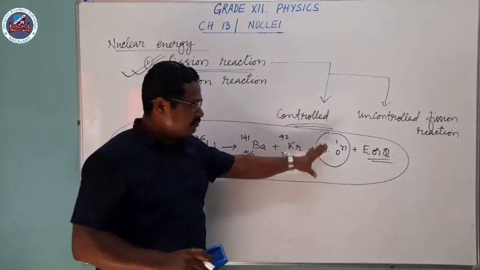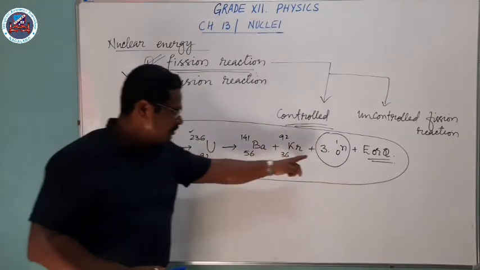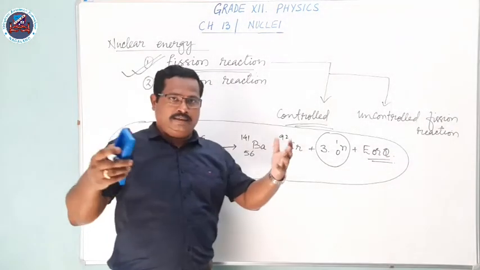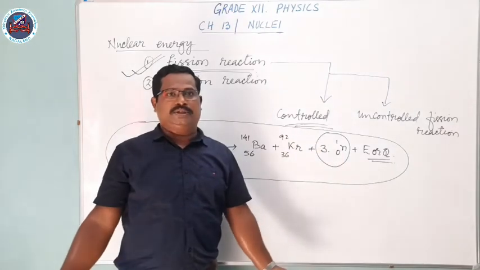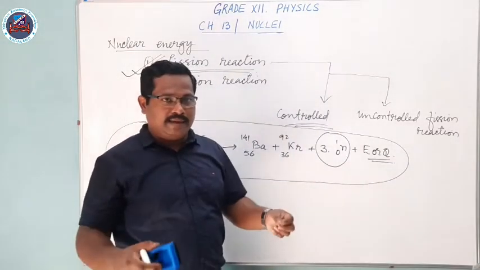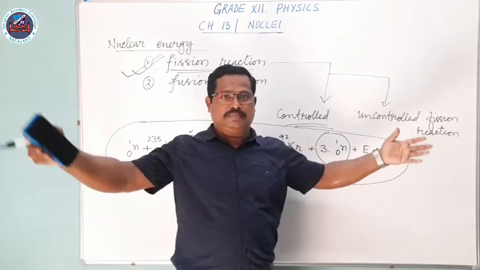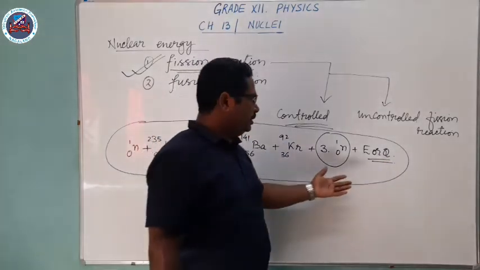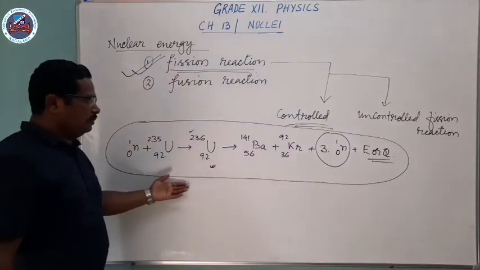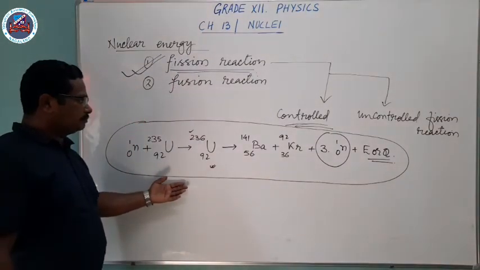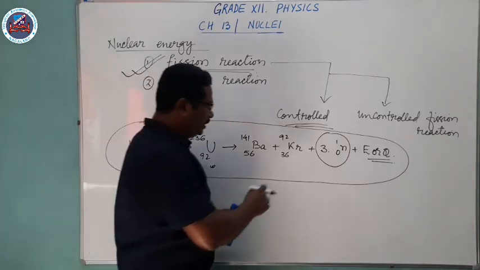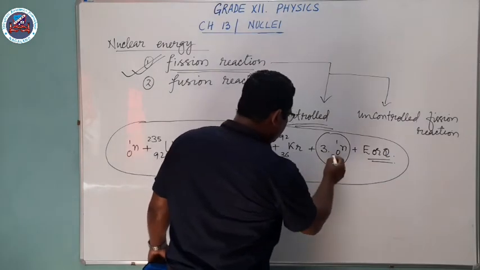But if you just leave it straight, then what will happen? These 3 neutrons will react with 3 more uranium nuclei, thereby creating 3 threes are 9 fission reactions. 9 fission reactions means the energy produced will become even more. Again, this 9 will produce 27. It will just go on multiplying like this, and the amount of heat energy produced will become more and more. This fission reaction is used for warfare purposes. We call it a nuclear weapon.